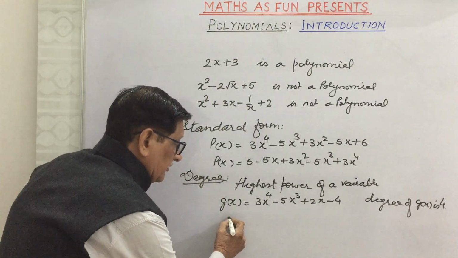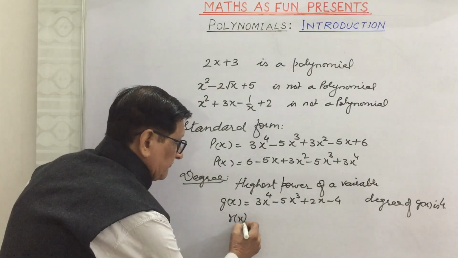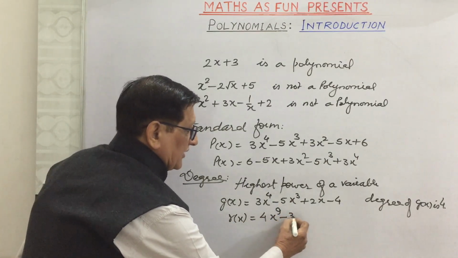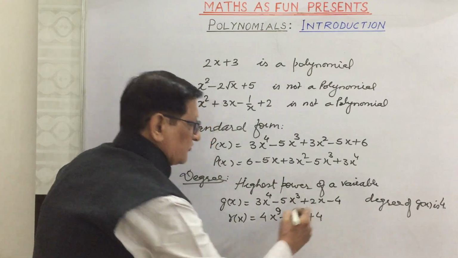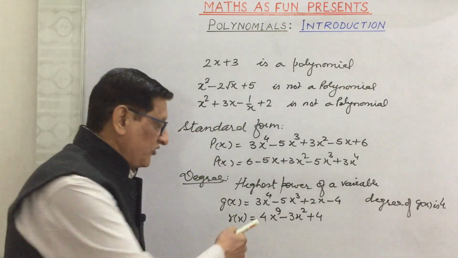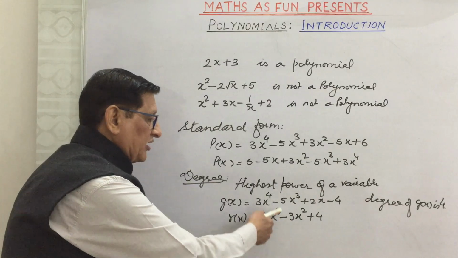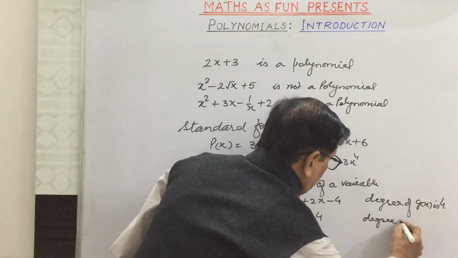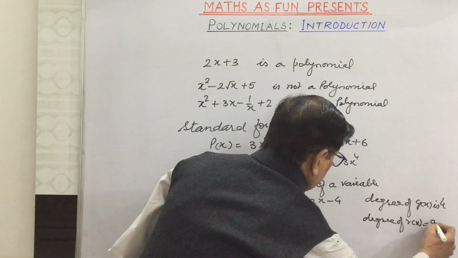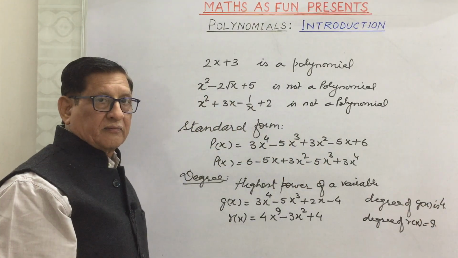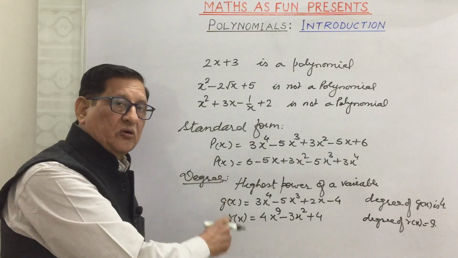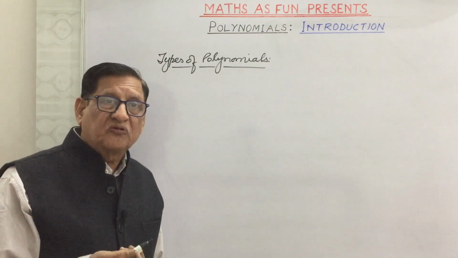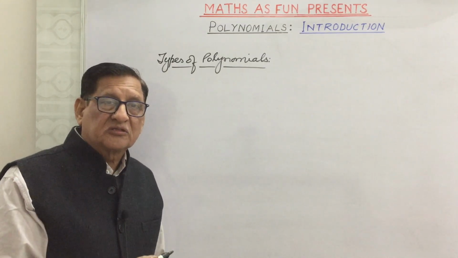If we have another one, suppose we have r(x) equal to 4x power 9 minus 3x square plus 4. What we find here, the highest power of x is 9. So we say the degree of r(x) is equal to 9. Like this we can find out the degree of any polynomial. We have different types of polynomials. Let's discuss them now.